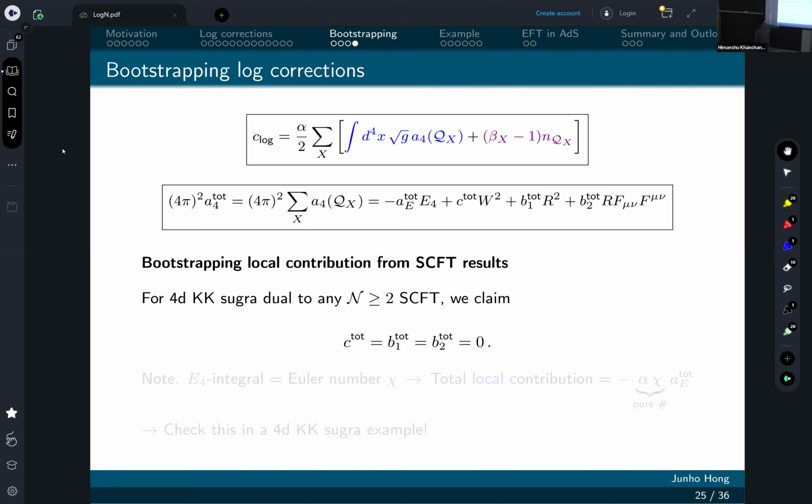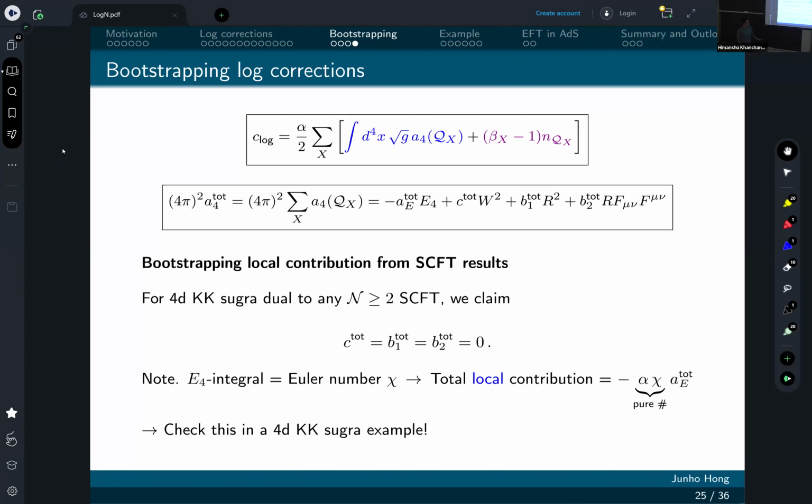This is our bootstrap conclusion. And you might ask, what about this A_E coefficient? This A_E coefficient is not necessarily 0, because when you integrate this E4 Gauss-Bonnet density over the background, it gives you the Euler number. And that's a number that does not depend on continuous parameters. So the contribution from a non-zero A_E coefficient is given like this, and it does not break the conclusion from holography, so it can survive.